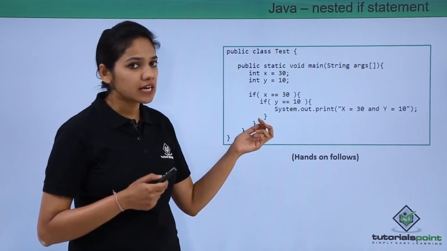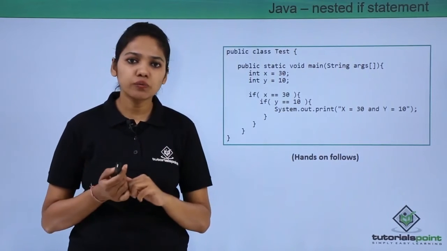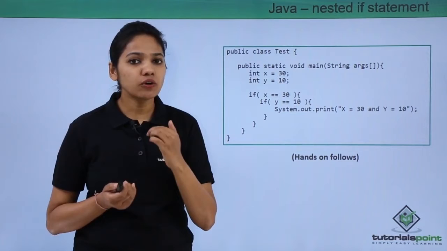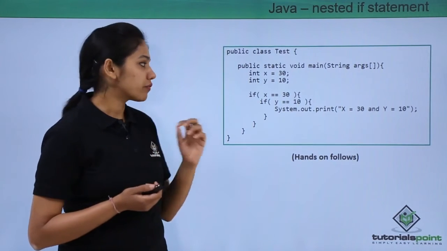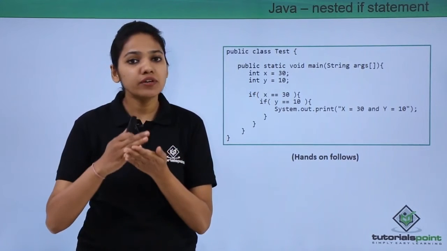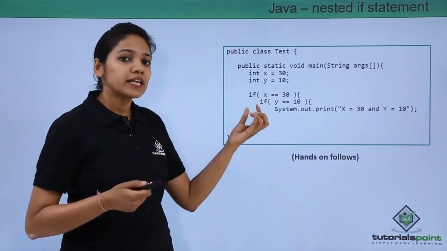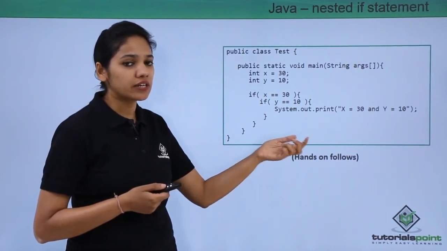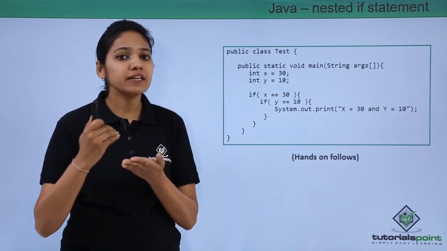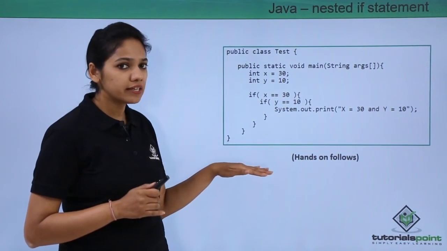Here we have created a class called test, and under the main method we have created two variables x and y, where we are trying to understand each of the conditions of if. So we say if x equal to 30, if the first condition is met, true, then please go and check its nested if condition. If the main condition is not true, the nested if condition will not be checked and it will come outside the condition.